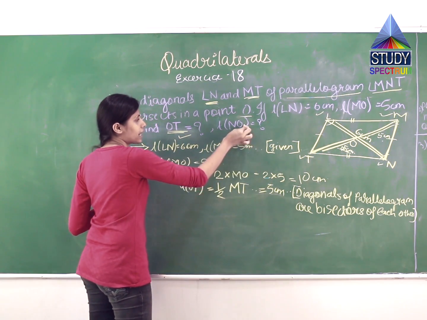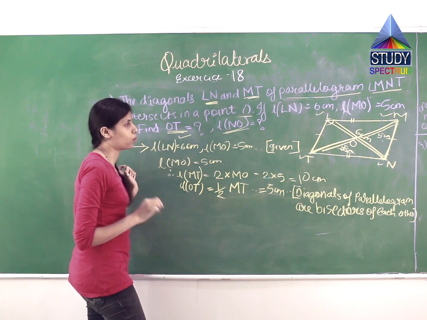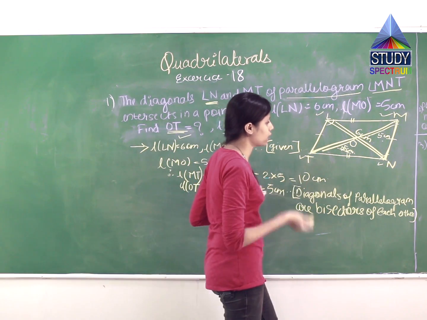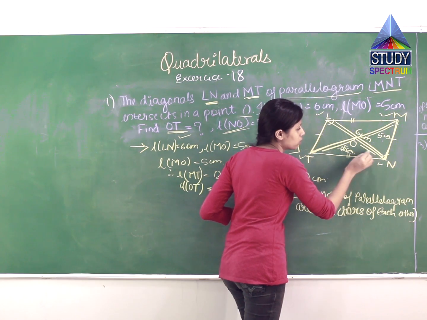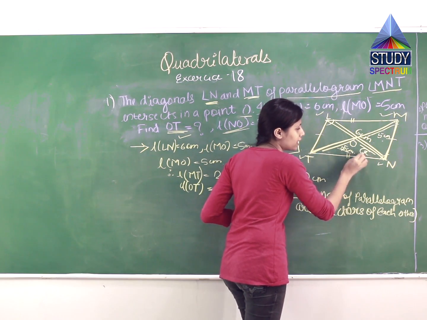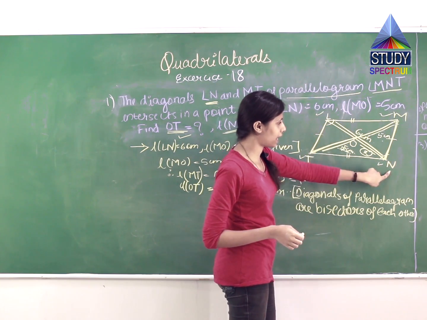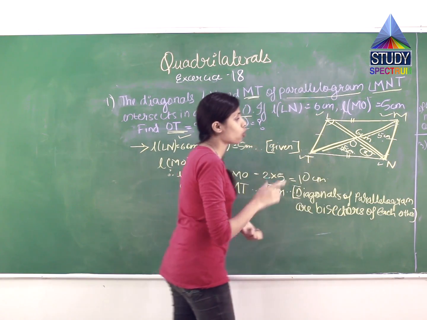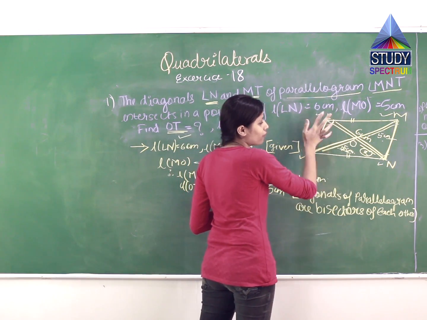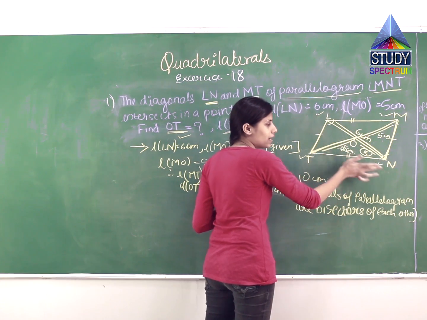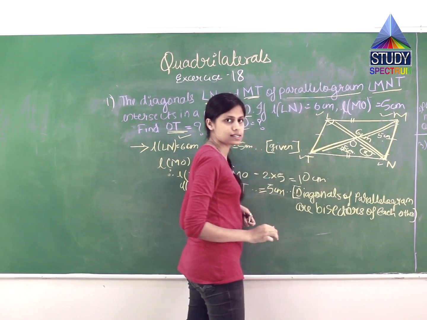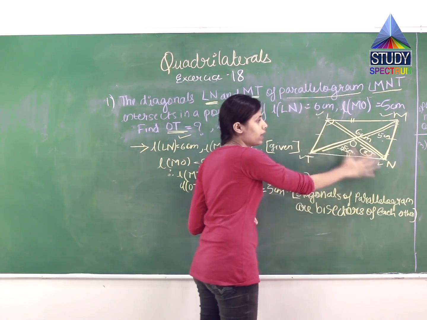Now let us see to the second question. They are asking us to find NO. Now look into the figure. Where is NO? N and O. This is NO. They are telling us to find this measure, and they have given us that LN is 6 centimeter. So if O is the midpoint of L and N, then ultimately NO will be half of 6, because L and N whole is 6 centimeter.